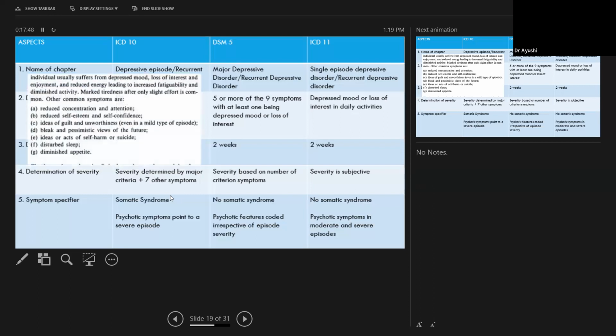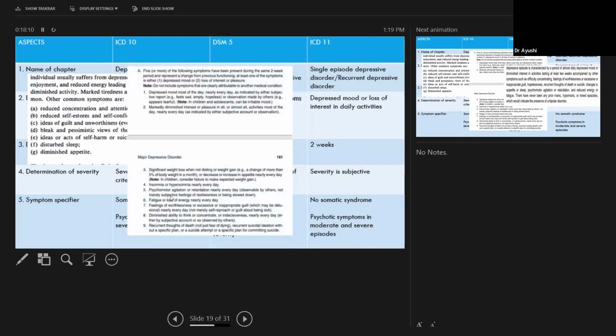So the criteria for ICD-10 is depressed mood, loss of interest, and reduced energy, which are three major criteria, and 7 other minor criteria: reduced concentration and attention, reduced self-esteem and self-confidence, ideas of guilt and unworthiness, bleak and pessimistic views of the future, ideas or acts of self-harm or suicide, disturbed sleep, and diminished appetite. For DSM-5, 5 or more should be present out of these 9 symptoms.